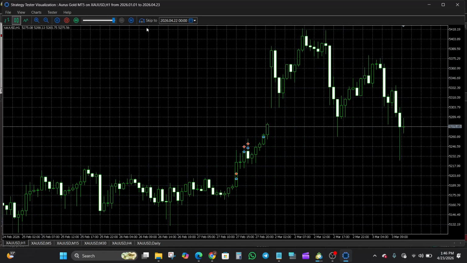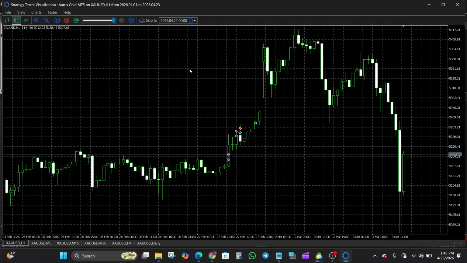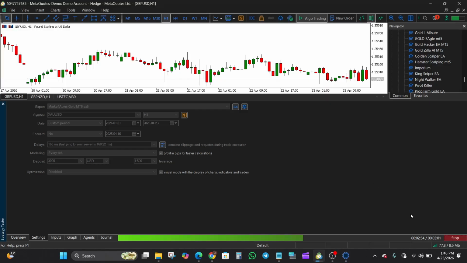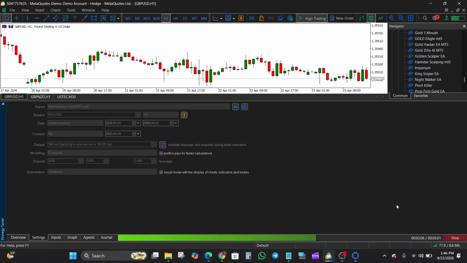So we are just going to be skipping to the end of the backtest so that we can analyze the results together. Okay. So in a few minutes, we should have the results out, and we are going to be examining how the EA performed during the period of the backtesting. We started on 1st January 2026 and the end date is 23rd April 2026. So that gives us roughly 3 months and 3 weeks, right?